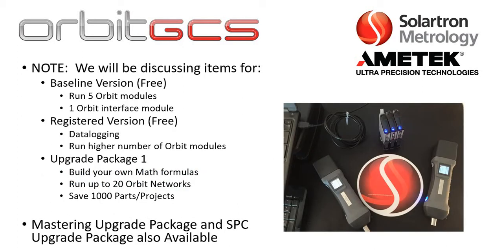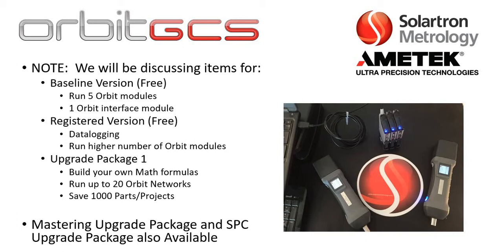Please note, we will be discussing items for three main versions of GCS. The baseline version, which is free, runs 5 Orbit modules and 1 Orbit interface module. Then there is the registered version, which is also free. You just have to register it on the Solartron website. This includes data logging and runs a higher number of Orbit modules.